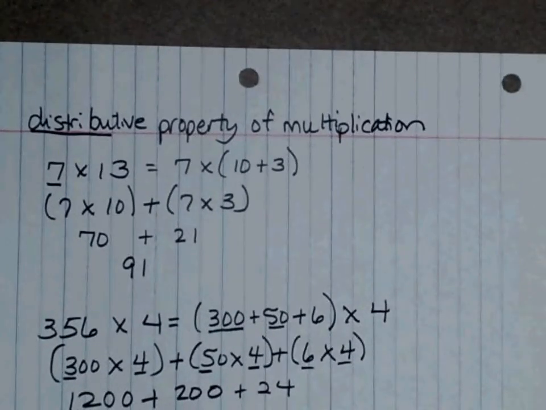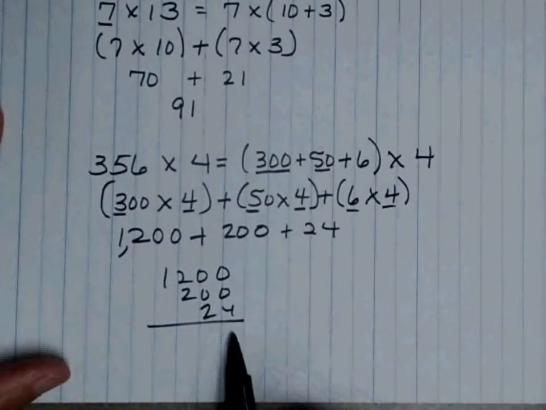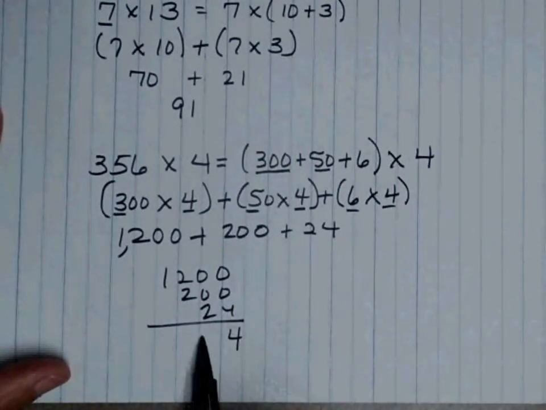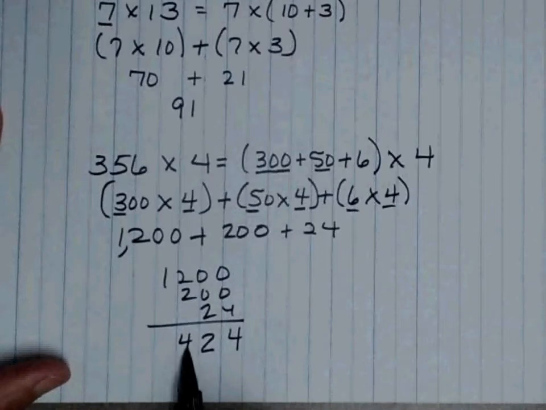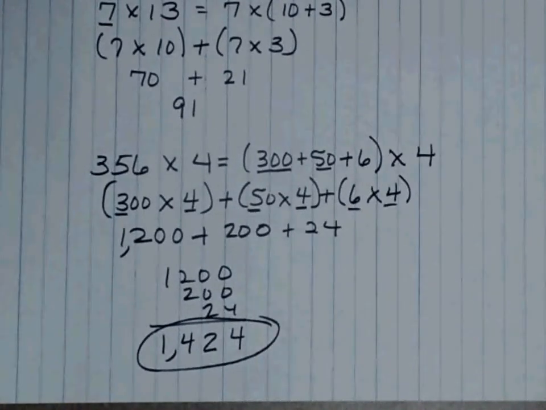We're going to add that up together, and we get 1200 plus 200 plus 24. 4 ones, 2 tens, 4 hundreds, and 1 thousand. So your product for 356 times 4 is 1424.